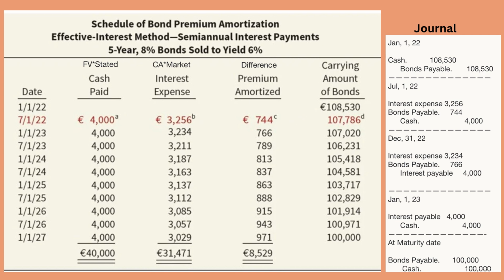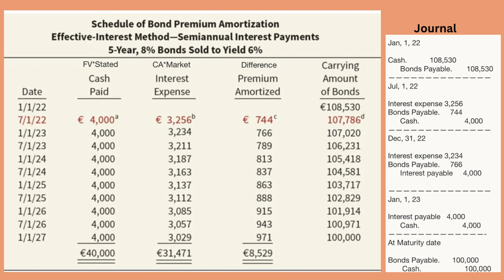Now, shall I add it to the carrying amount to get the new one? Will I subtract it? When it's premium, I need to subtract. Why? Because I start with 108,530 and I need to reach 100,000. So I need to decrease it each time by this difference.